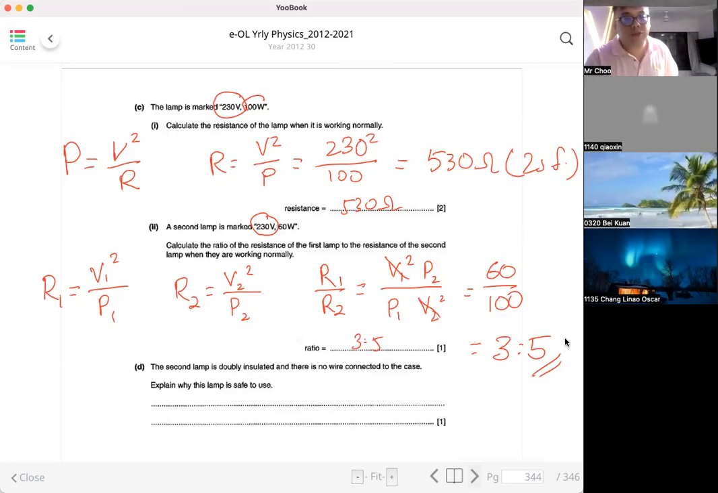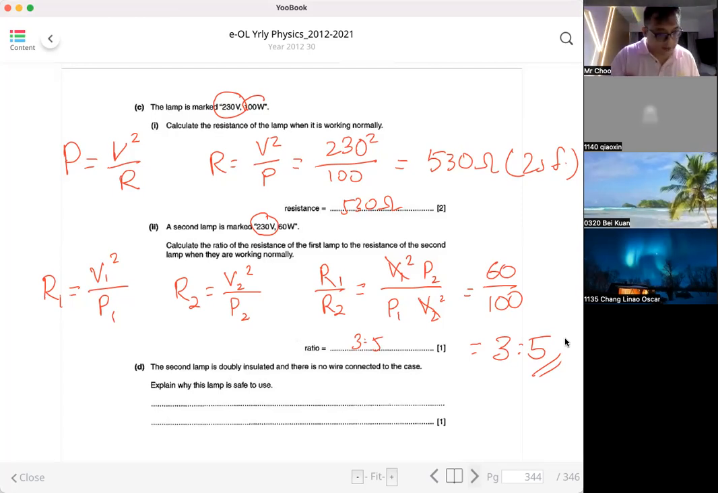Okay, double insulation is not that the wire is insulated doubly. It basically means your device has double insulation. So it's not made of metal casing. Okay, it's just that the casing of the lamp has double insulator. It's not the wire have a double insulator. Is that clear, Qiao Xing?